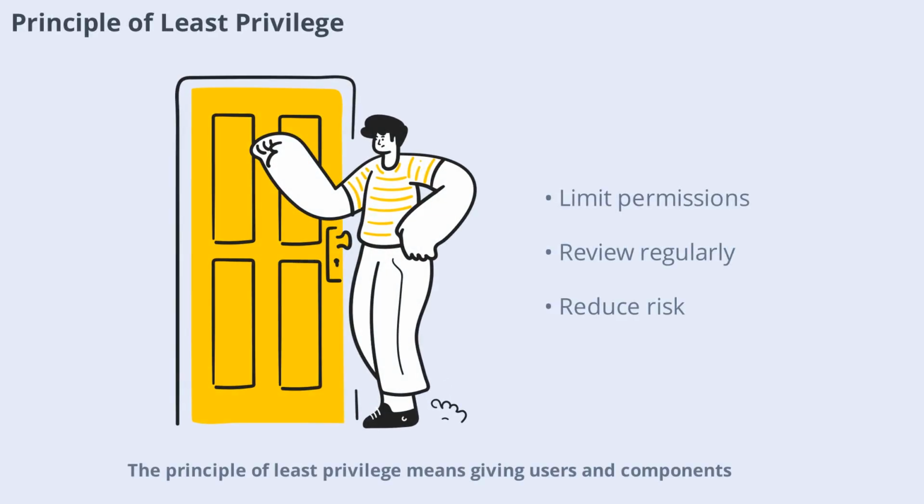Principle of least privilege means giving users and components only the access they need to perform their function, nothing more. This limits the potential damage from compromised accounts or components. Regularly review permissions and adjust them as necessary to maintain tight control. Let's discuss how to apply this principle in your app.